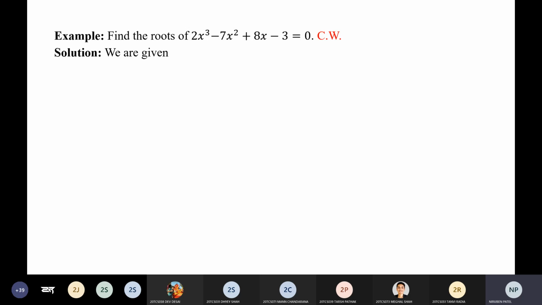So initially, what to do here? Divide the whole equation by 2, the coefficient of x cube. Yes, the whole equation divided by 2. And when we do this, you will have L equal to minus 7 by 2. Right? Okay. Then what is the next step?